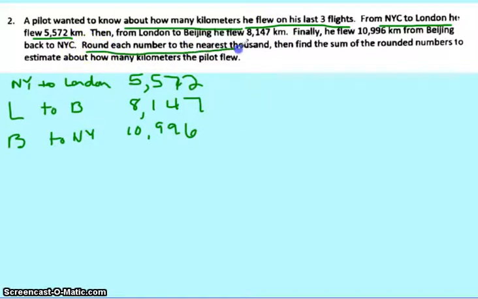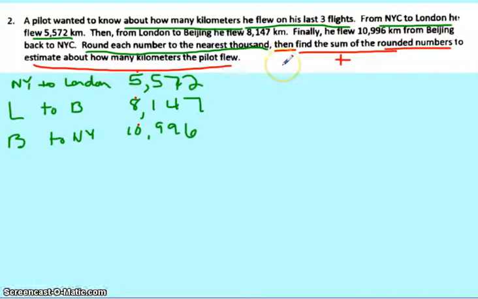Now they tell us they want us to round each number to the nearest thousand. So we're focusing in on the thousands place, the thousands in this, and the thousands and the thousands. And then once we round them, find the sum. The sum is the answer to an addition problem of the rounded numbers, not the original numbers, to estimate about how many kilometers he flew.